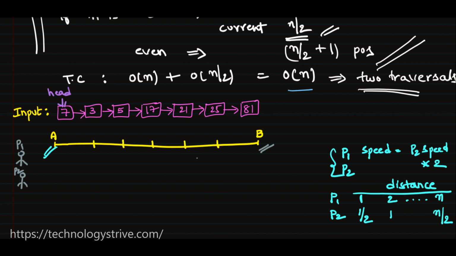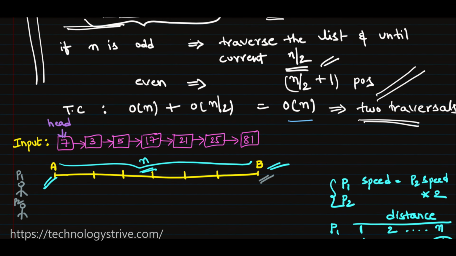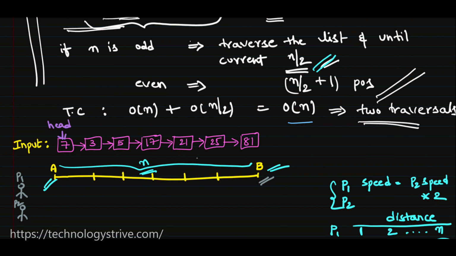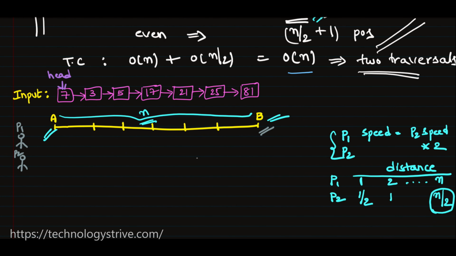Let's assume the distance from A to B is n. That means when P1 reaches B, P2 will be at the n by 2 position. So if you notice, this is what we have to do to get the middle element of the linked list. These two problems are exactly the same. Here we have n different stations; there we have n elements in the linked list.